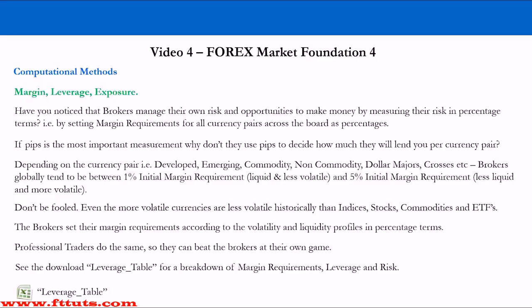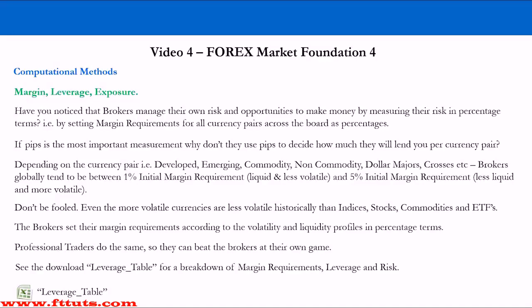Don't be fooled. Even the more volatile currencies across the Forex spectrum, so the more exotic volatile currencies, are actually less volatile historically than indices, stocks, commodities, and ETFs. The brokers themselves set margin requirements according to the volatility and liquidity profiles of these assets in percentage terms, and professional traders do the same. And professional traders are doing this so they can beat the brokers at their own game.